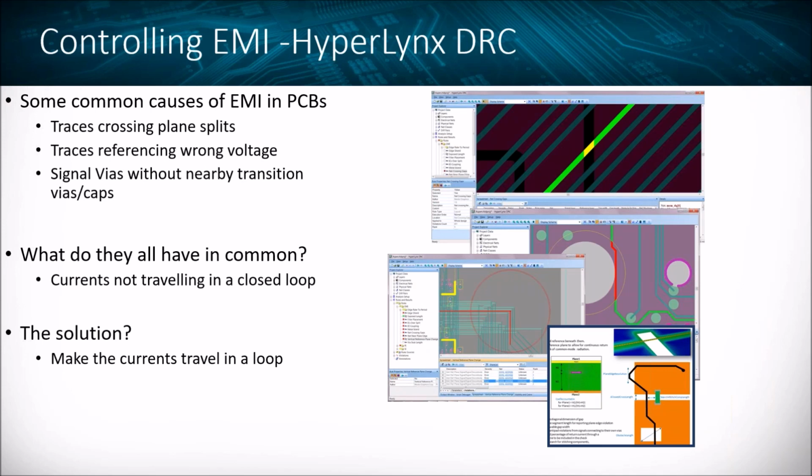Okay. Also, we can identify if traces are referencing the wrong voltage plane, and if there are any signal vias without nearby transition vias, again, for that return current. What all of these issues have in common is that the current is not traveling in a closed loop, and that's very difficult, almost impossible, to simulate in a typical simulation environment. So for those types of issues, this is graphically based and identifies them so you can make the engineering decision on how best to fix them.